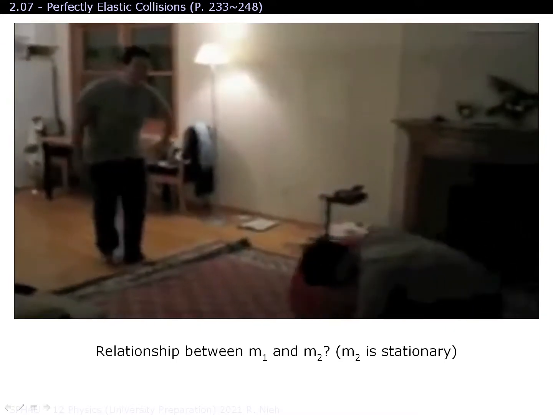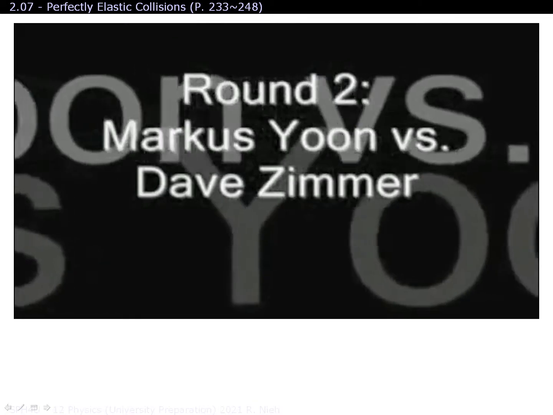You'll notice that friend number 1 on the left, which is m1, comes rushing to m2, and right after the collision, m1 is stationary and m2 starts to move. So you can probably guess that in this case over here, these two friends share roughly the same mass. How about in this next case?